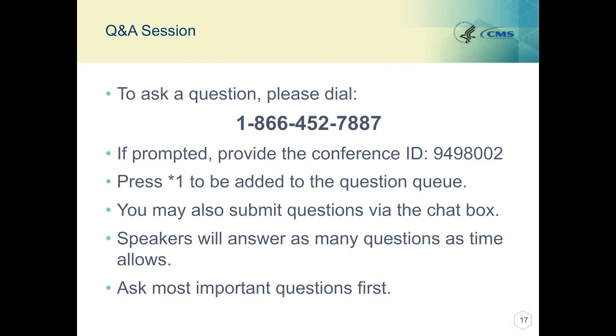This next question asks, could you clarify whether a fee-for-service Medicare beneficiary with Parts A and B with a supplemental plan that is the primary payer is excluded as if she or he were in an HMO?